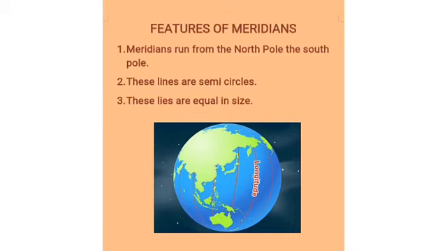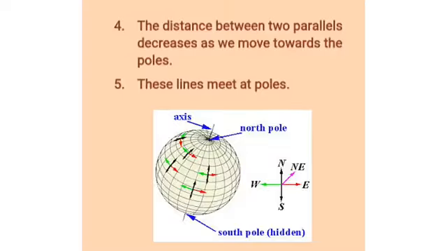These lines run from the North Pole to the South Pole. These lines are semicircles. These lines are equal in size. The distance between the two parallels decreases as we move towards the poles. These lines meet at poles. You can see the picture given for reference.